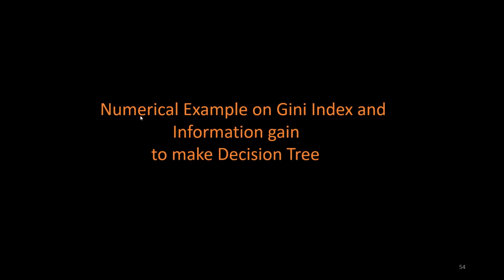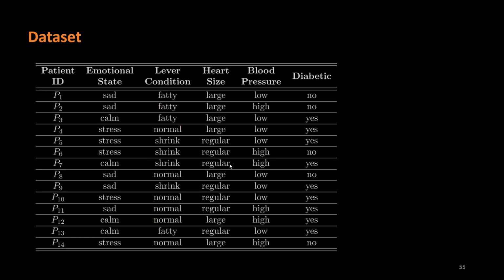So in this lecture, we are going to solve a numerical example on Gini index. We know that the Gini index will be used to calculate the information gain, and information gain is a very important term in order to construct the decision tree. So this is a data set which I am going to use in this numerical example.